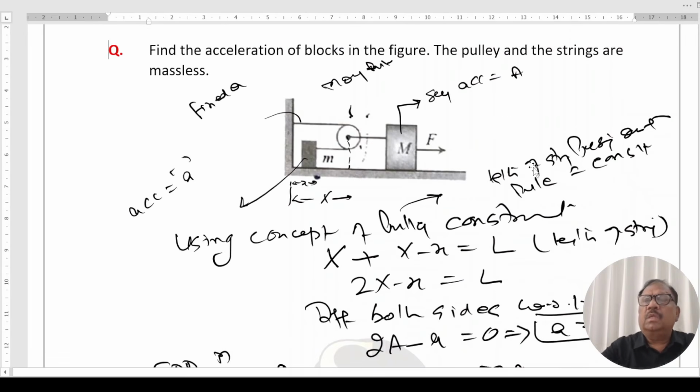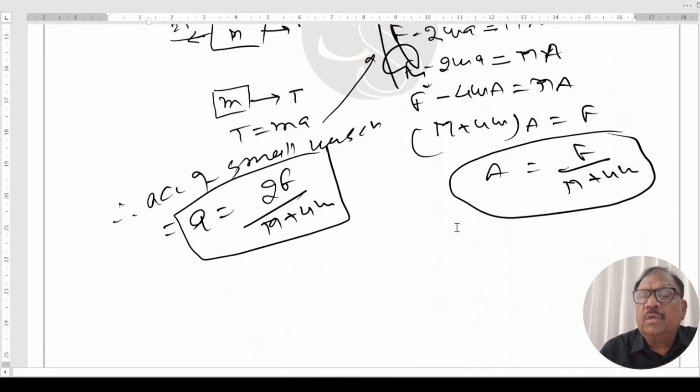The concept applicable here is that the length of the string passing over the pulley is constant. Using that concept, differentiate one time to get velocity, differentiate two times to get acceleration. Otherwise, first of all we have to find the displacement equation of pulley constraints, right? Next question.